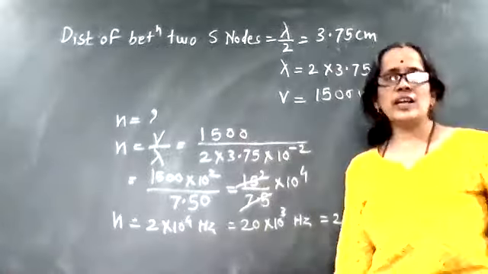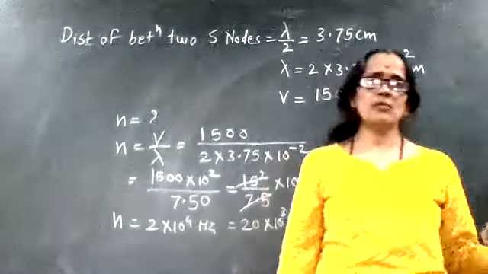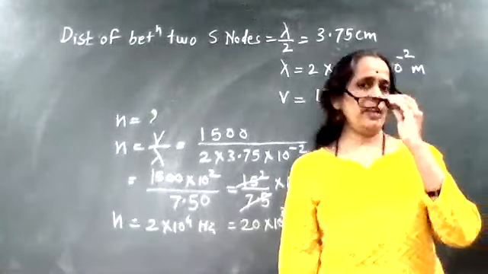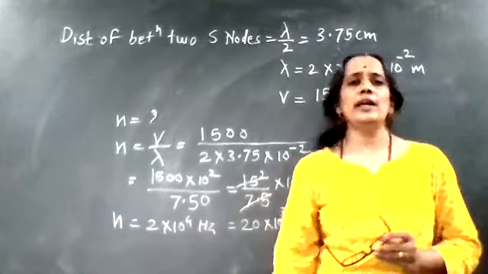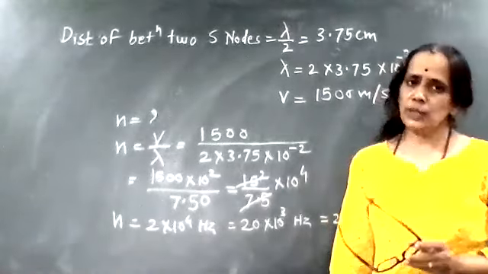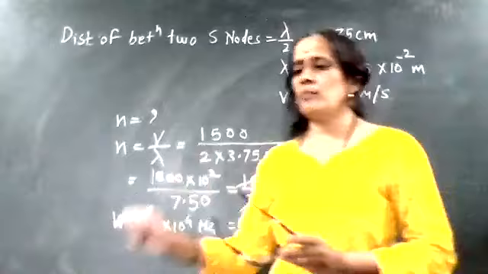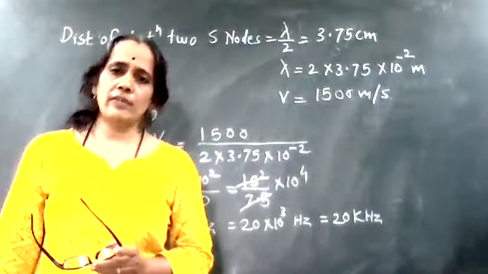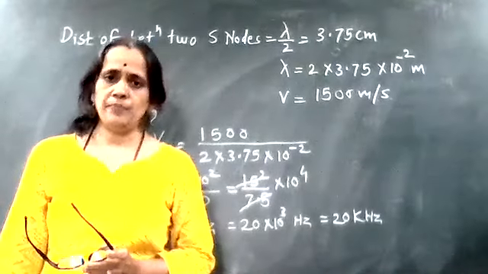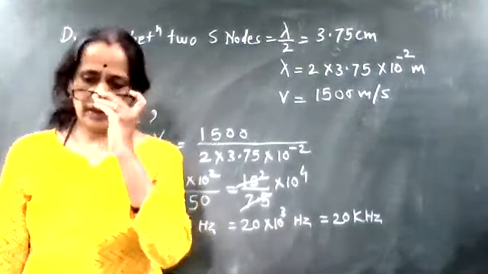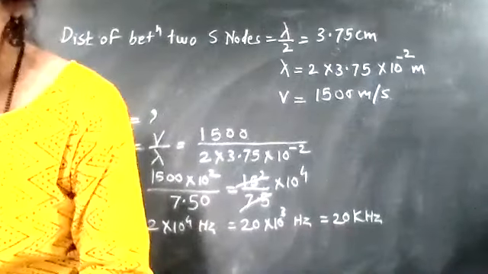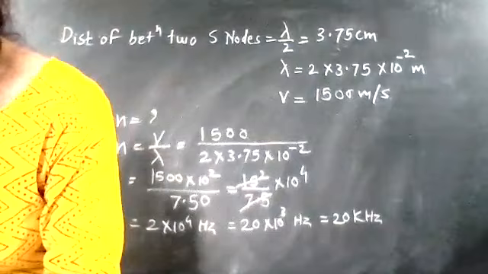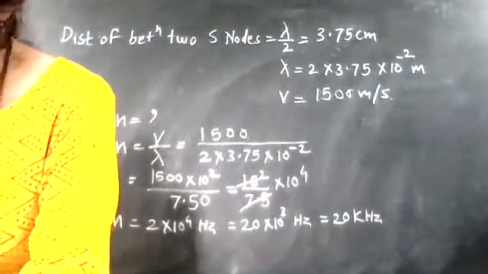If you are solving some 5-6 problems, every time we are using the formula V is equal to N lambda. So in this chapter, you have to remember this formula very carefully. That is velocity is equal to frequency multiplied by lambda, that is V is equal to N lambda. Clear? That is nothing but your problem number 11. Now we can go for your problem number 12.